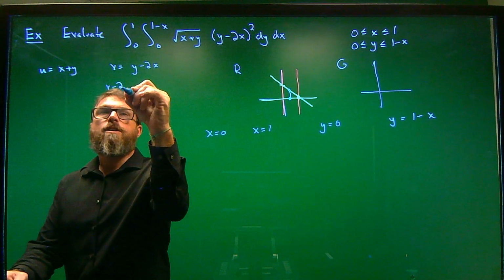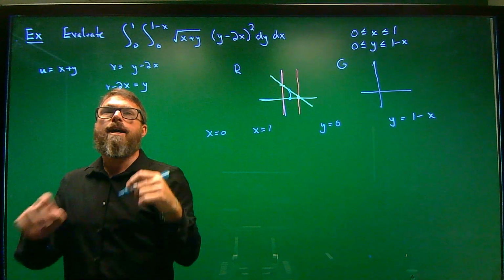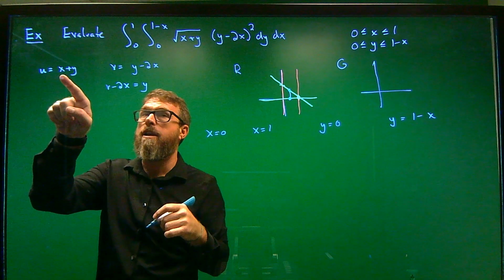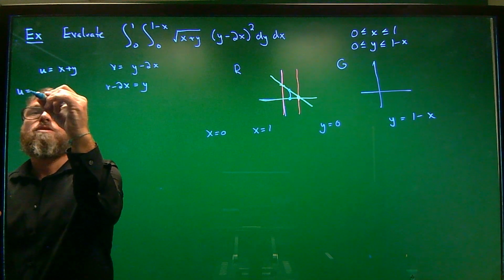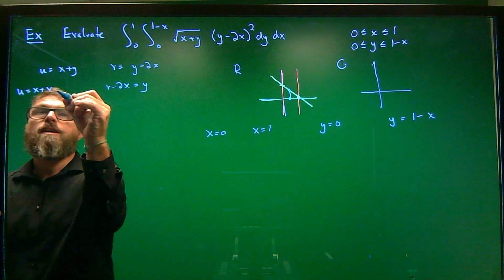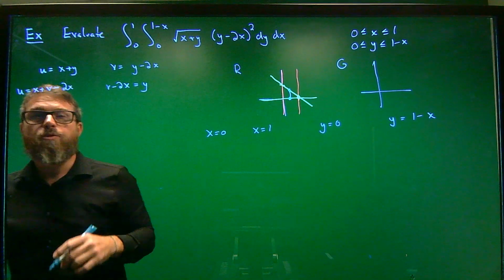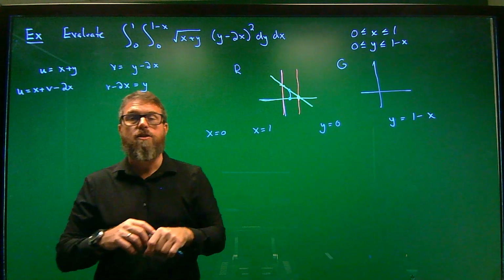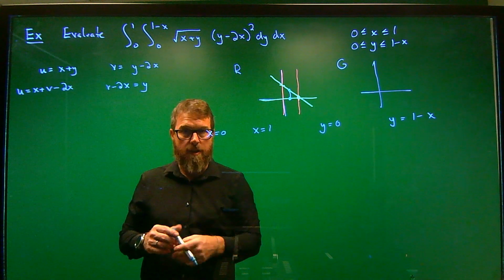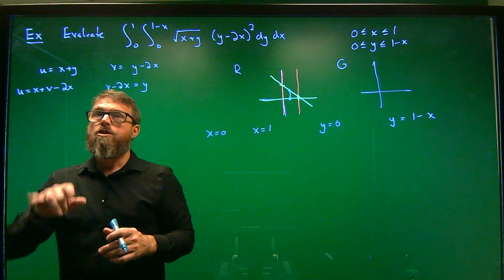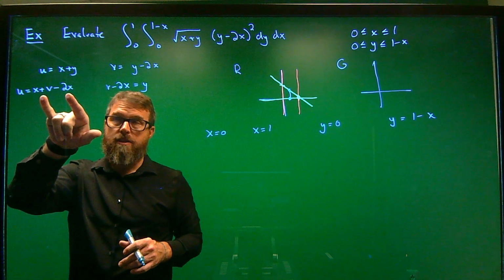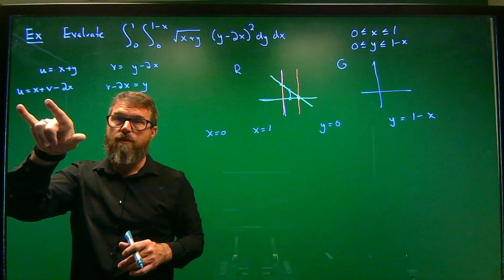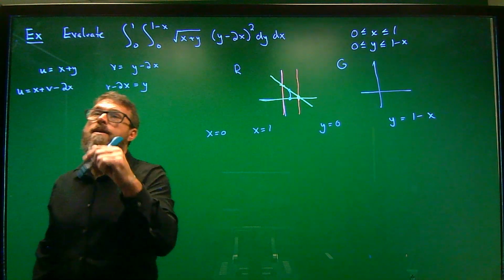So v minus 2x is equal to y, and now I'm going to plug this in for our y. So u is equal to x plus v minus 2x. What I'm trying to do is write x and y in terms of u and v instead of u and v in terms of x and y. I'm trying to switch this, and all it is is a system of equations. So I have x in terms of u and v, so I just have to isolate x.